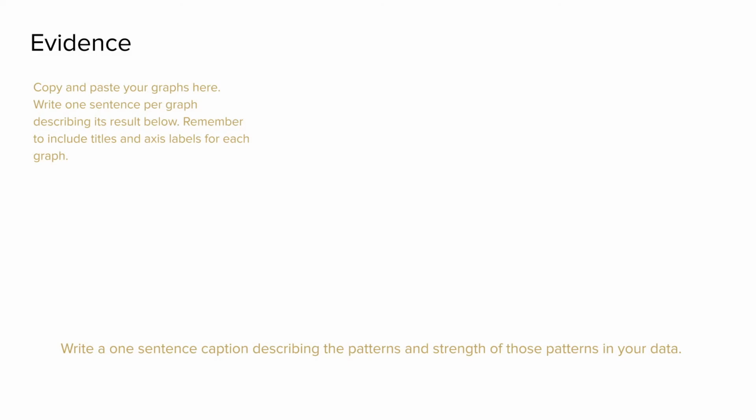In the evidence slides is where you're going to put your graphs. You can copy and paste your graphs from Google Sheets into here. Remember that every graph should have both the horizontal and vertical axis labeled, as well as a one-sentence caption describing the main patterns in the graph. It works best to only have one graph on each slide. If you have multiple graphs, make multiple evidence slides.